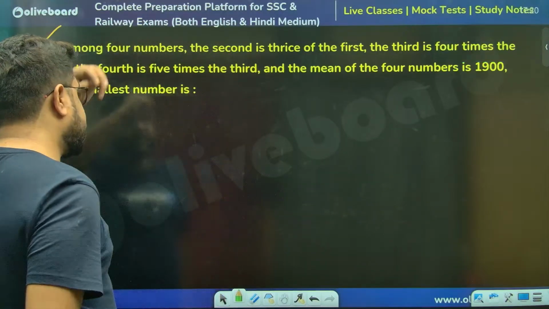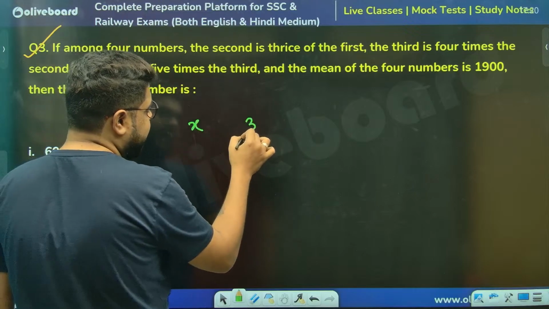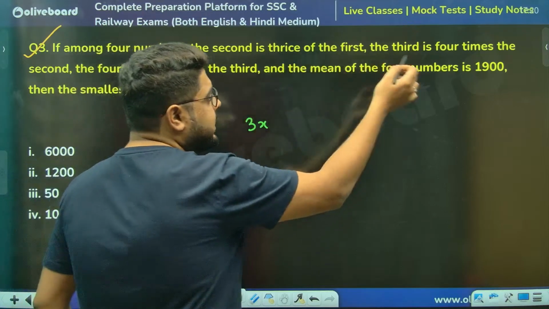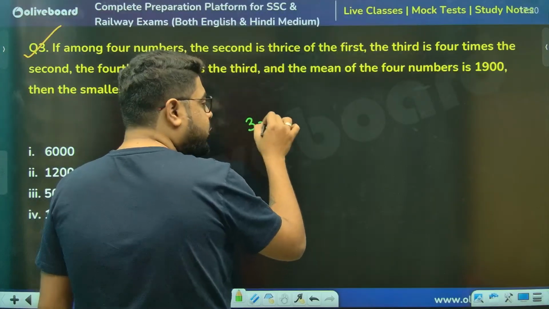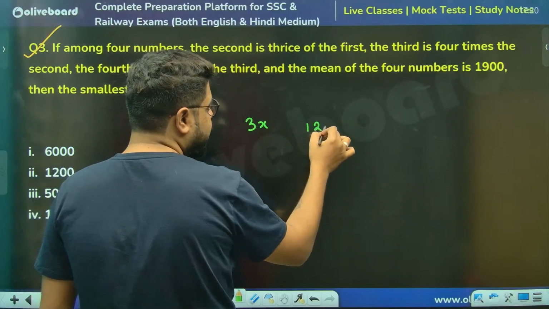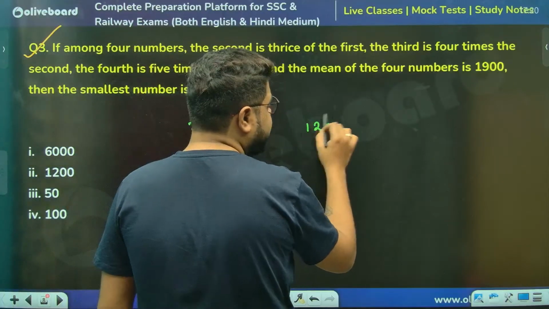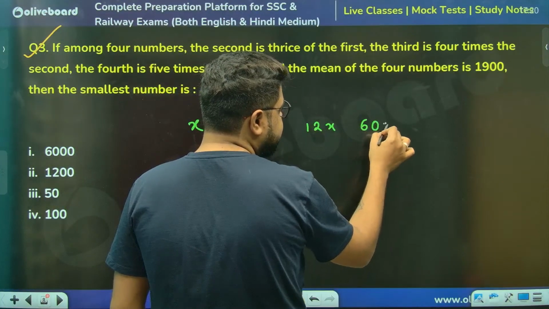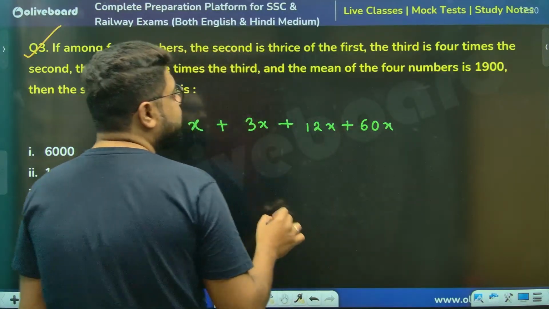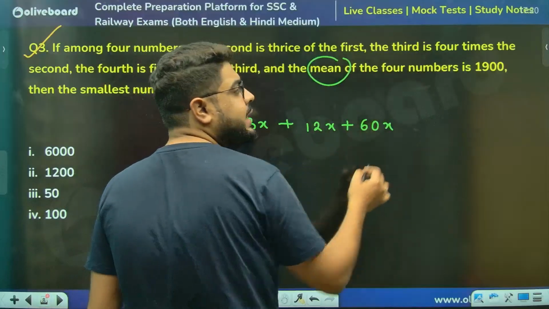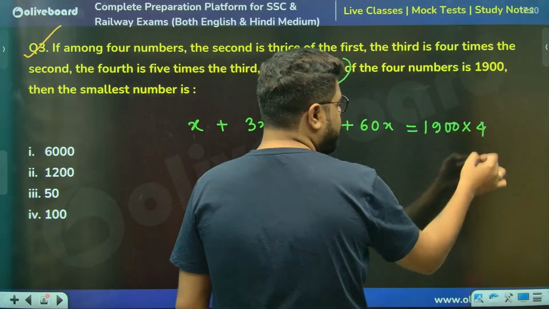Among four numbers, the second is thrice the first. So the first one is x, the second is 3x. The third is 4 times the second, which means 4 into 3 is 12x. And the fourth is 5 times the third, so 5 times 12 is 60x. The average of these is 1900. So the sum will be 1900 into 4.